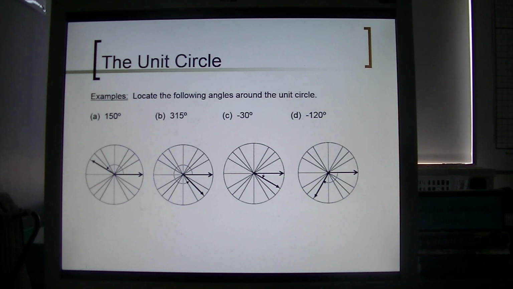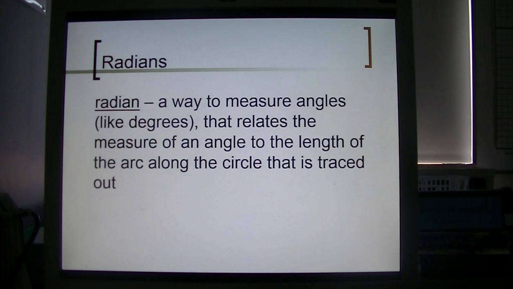Okay, so this is everything we need to know about degrees. But there's another way to deal with angles as well, and these are called radians. Here's the definition. You actually have to write stuff. A radian is a way to measure angles, like degrees, that relates the measure of an angle to the length of the arc along the circle that's traced out. Copy it down, I'll explain it all in a moment.